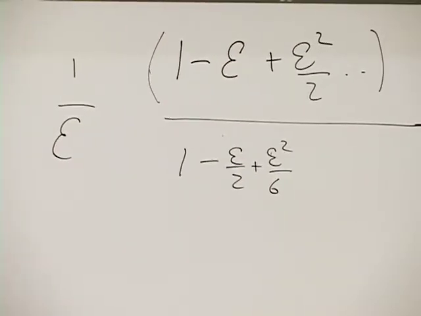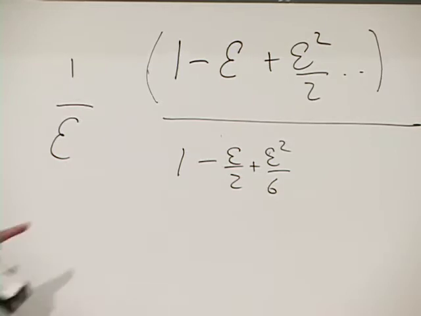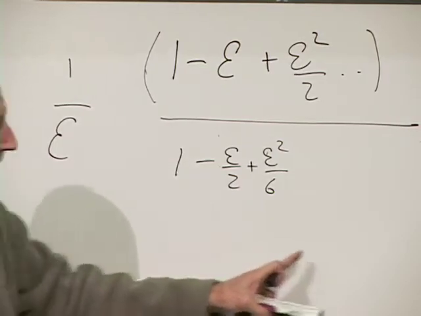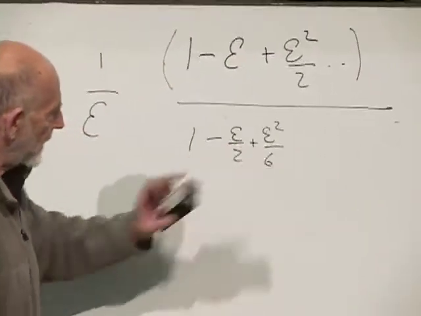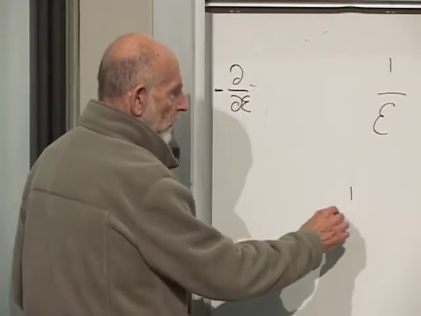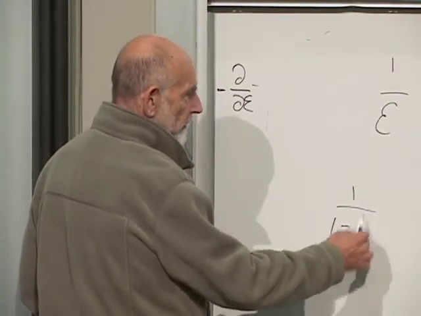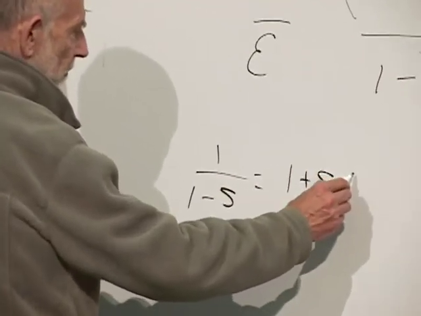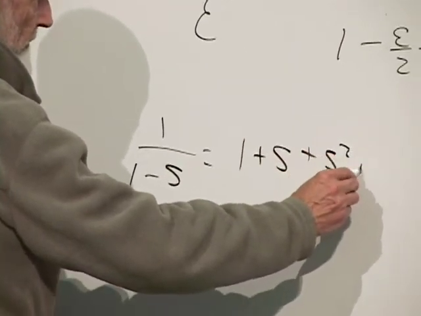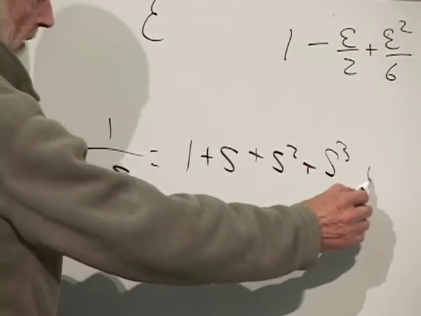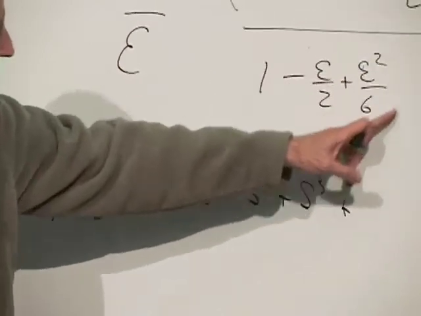All right, now the trick is we're expanding everything in powers of epsilon, but here we have a thing in the denominator. I don't want this in the denominator. I want it in the numerator. So how do you deal with a thing in the denominator like this? You use the formula that 1 over 1 minus a small number, let's just call it s, is equal to 1 plus s plus s squared plus s cubed, and so forth. Here's your s.